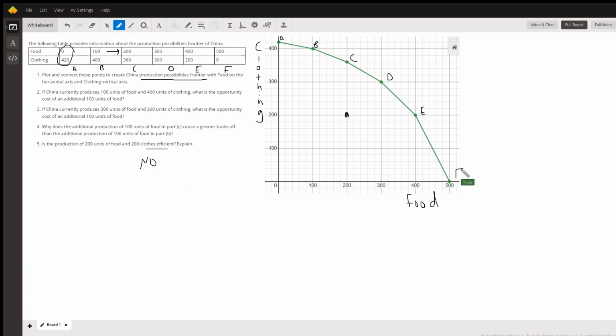And so you could say, well, we're inside the curve, or you could produce more of both or more of one without giving up any of the other. And that would mean that we are being inefficient at this point right here, which is number 5.